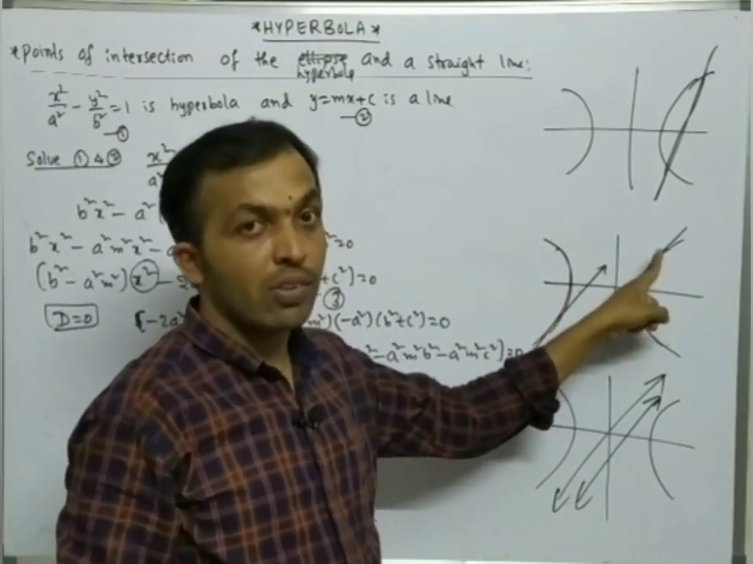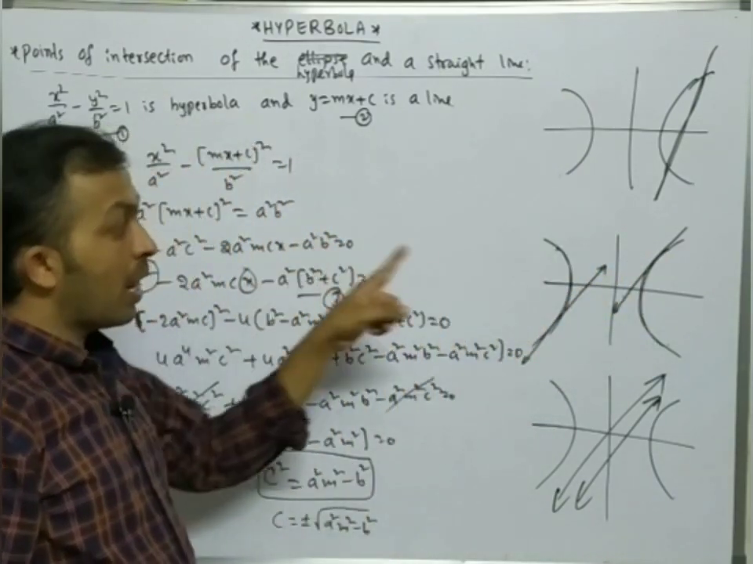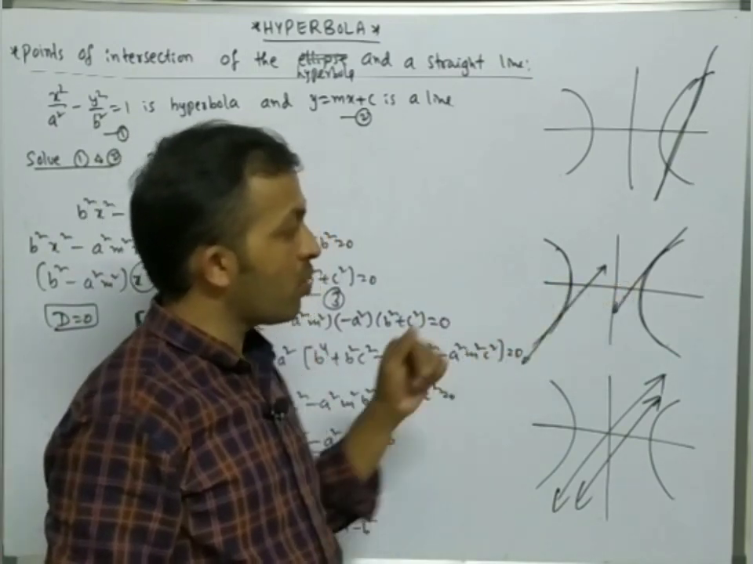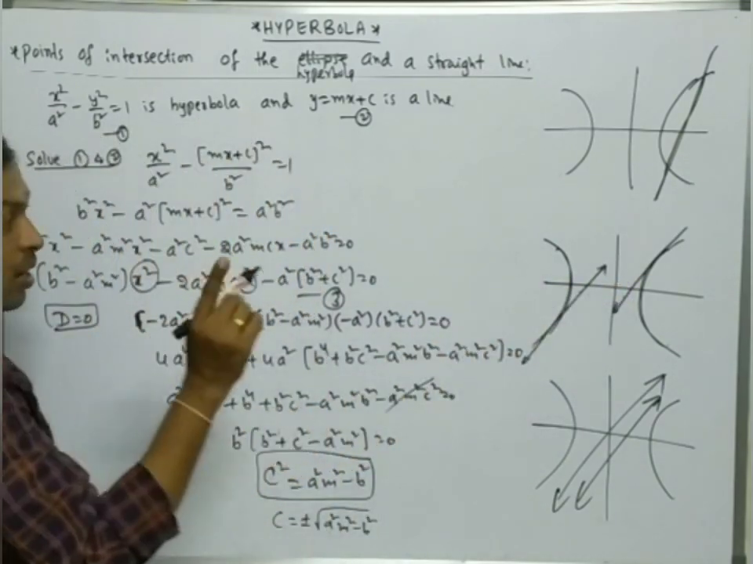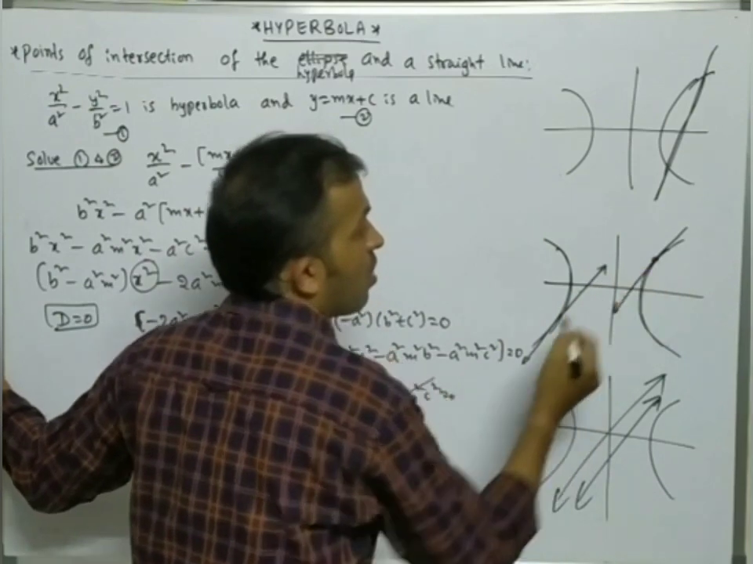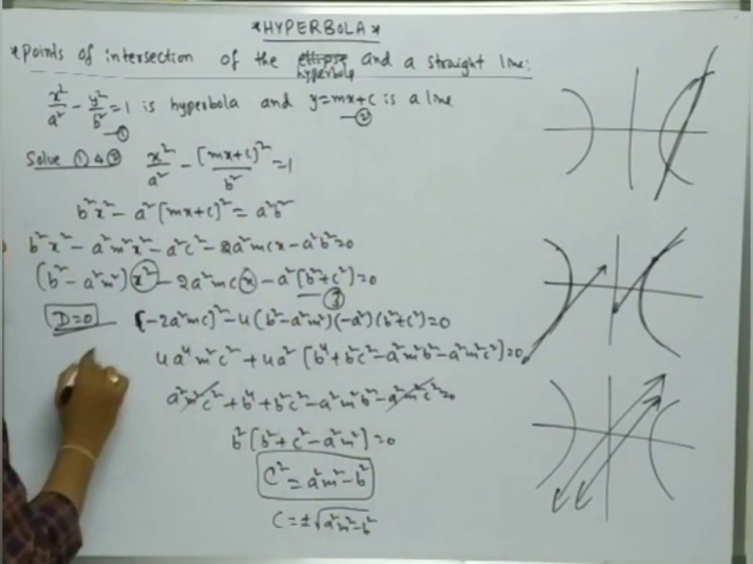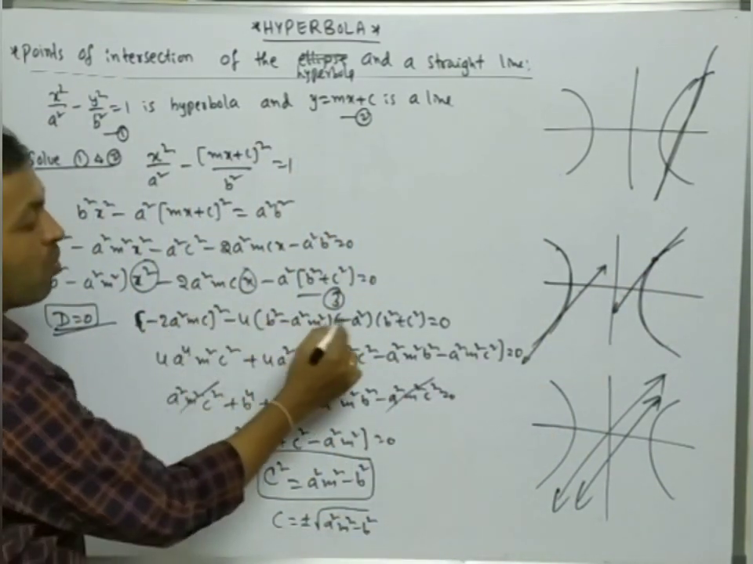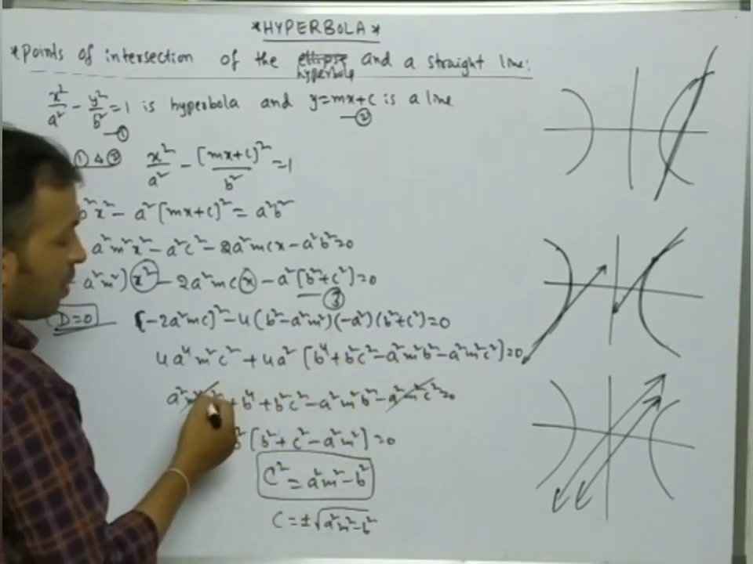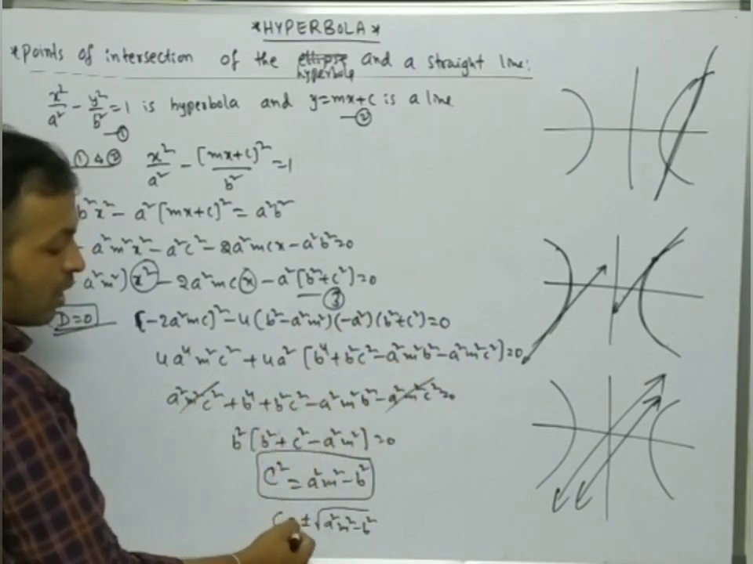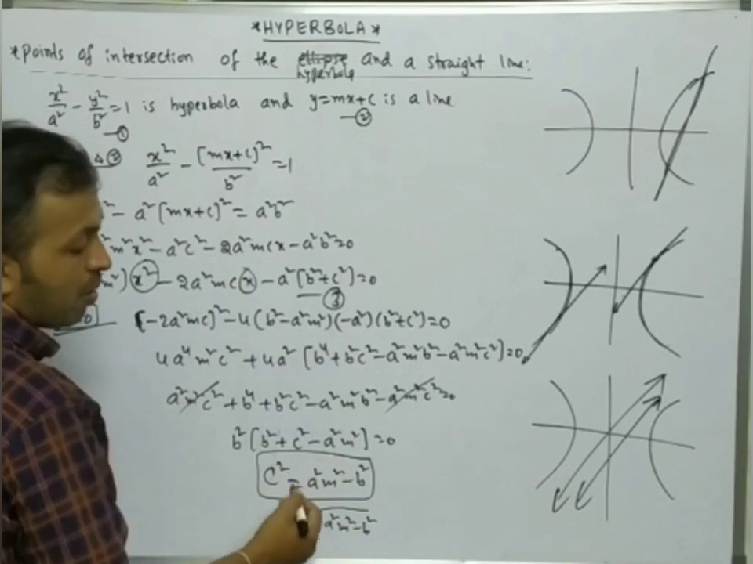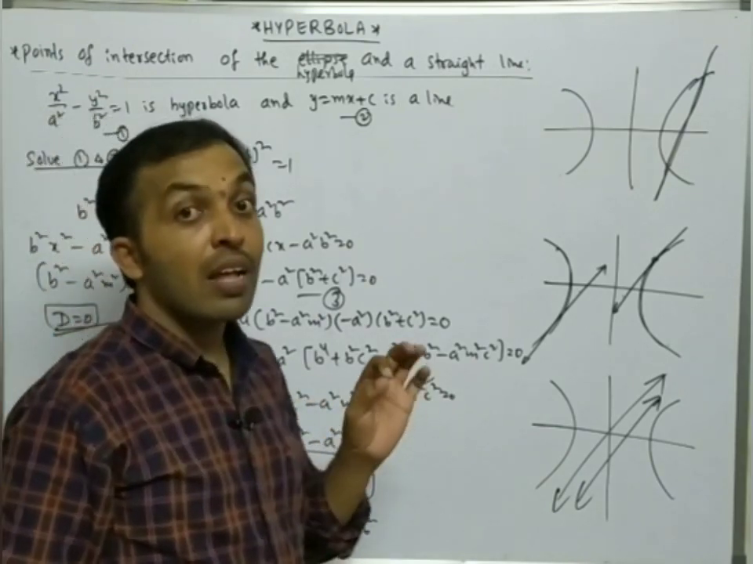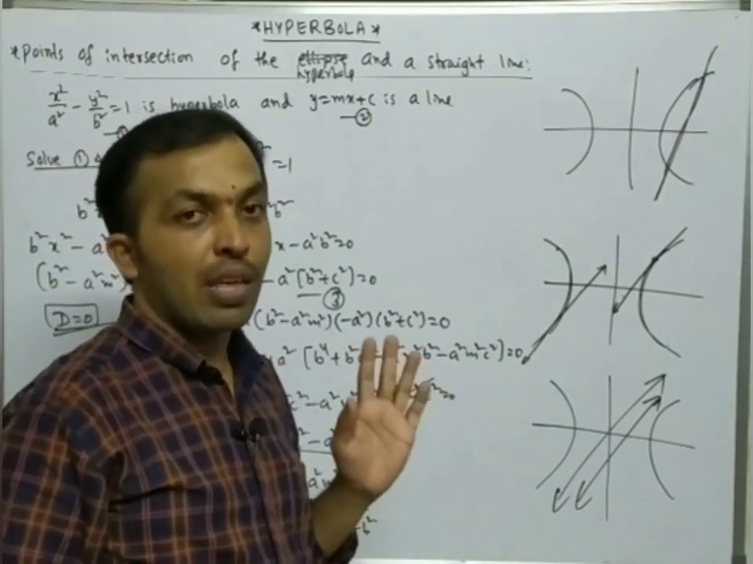For a tangent, the condition is: a line is said to be tangent to a given curve if the discriminant has only one root. That means the discriminant is equal to 0, so b square minus 4ac is equal to 0. Simplify this, and finally you will get c square is equal to a square m square minus b square. This is the condition for tangency.